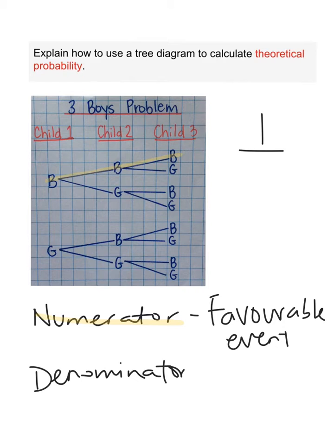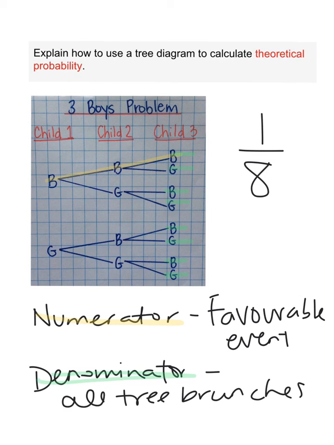Okay, now the denominator is calculated, so my denominator, we'll put in green. My denominator is calculated by finding all of the possible events. That includes the favorable event. So I've got 1, 2, 3, 4, 5, 6, 7, and 8. So my denominator is 8 possible events, and my denominator is all tree branches. So it's all the possibilities, everything that could occur.